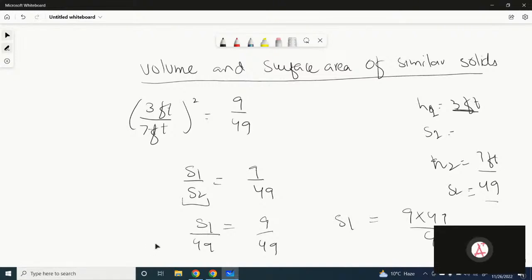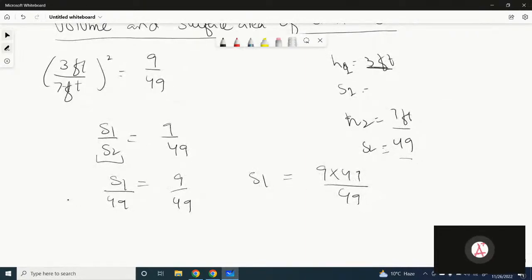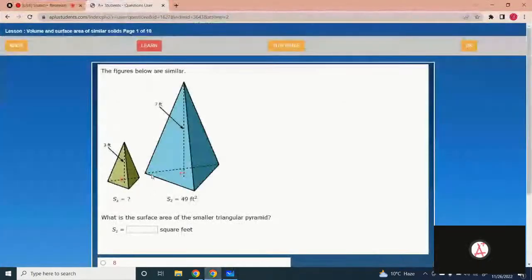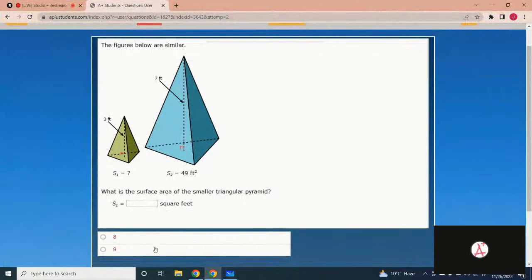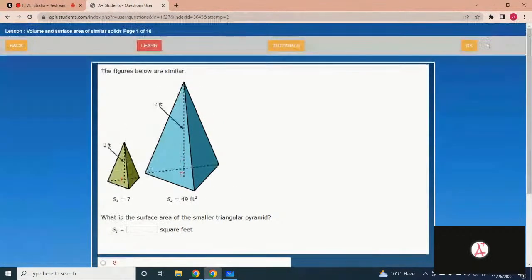Got it? So 49 and 49 cancel out with each other, and you are left with S1 equals 9. Got it? So the surface area of the smaller triangular pyramid is 9. So just select the correct option and click on the OK button.